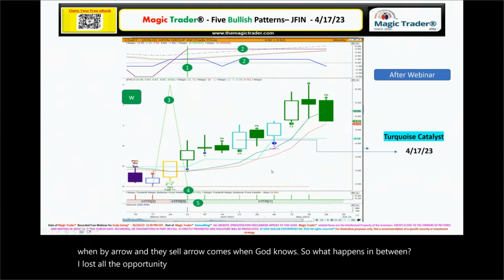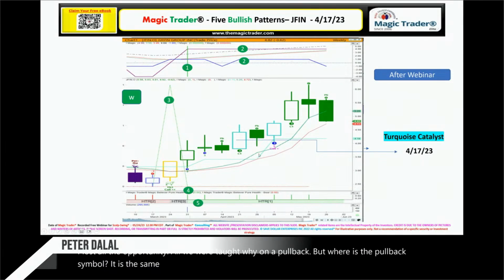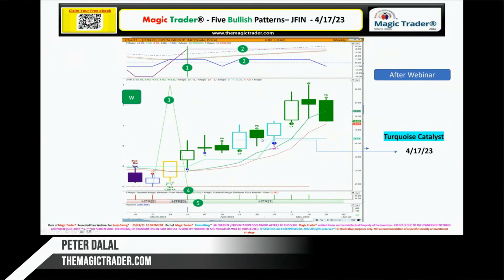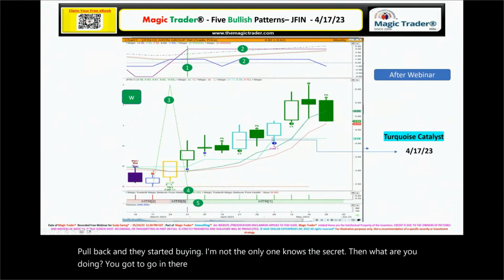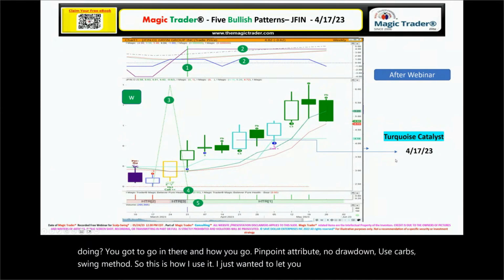All we were taught was, oh, buy on a pullback, but where is the pullback symbol? It is the symbol here. Pullback, and they started buying. I'm not the only one who knows the secret. Then what are you doing? You've got to go in there. And how do you go? Pinpoint entry with no drawdown. Use the scalp swing method. So this is how I use it. I just wanted to let you know, after the fact, since 417, what happened there.